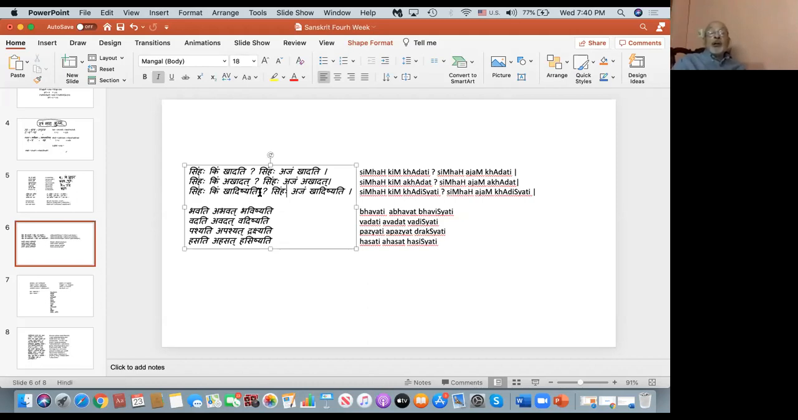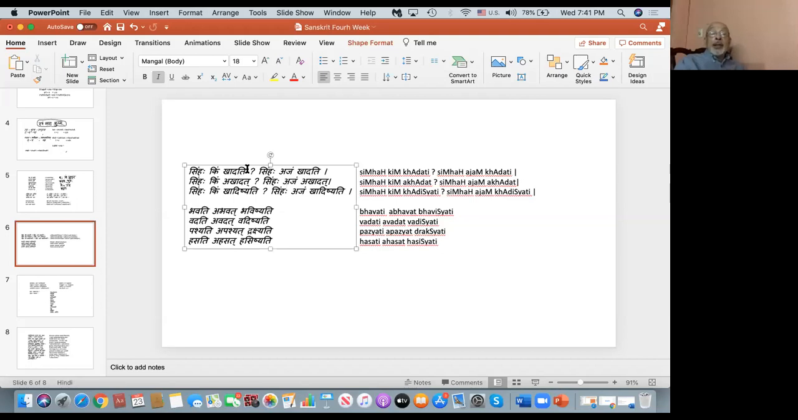Whenever you see sha just before ti, that means it is future. Okay? Khadati is present tense, but if you see sha just before ti, most of the time it means future. Simha kim khadishyati, what will the lion eat? Not what does, but what will the lion eat? And the answer, Simha ajam khadishyati. Translate this for me. The lion will eat a goat. Yeah, future.